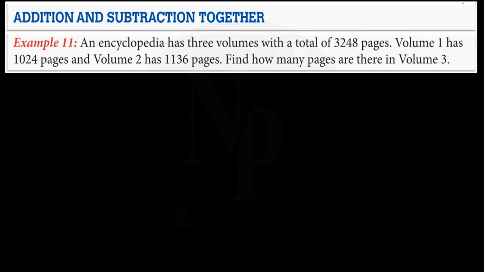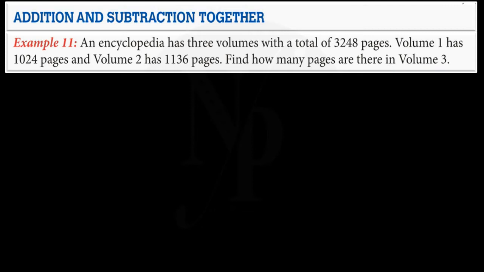number of pages is 3248. Number of pages in volume 1 is 1024 and volume 2 has 1136 pages. So now we should find the number of pages in volume 3.